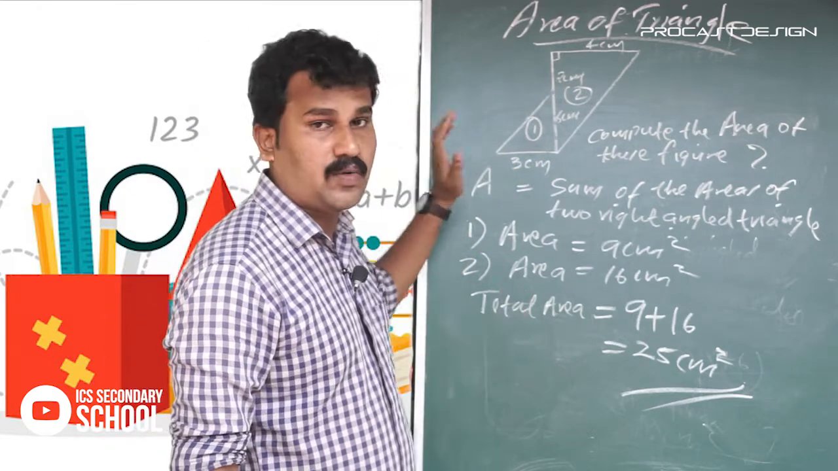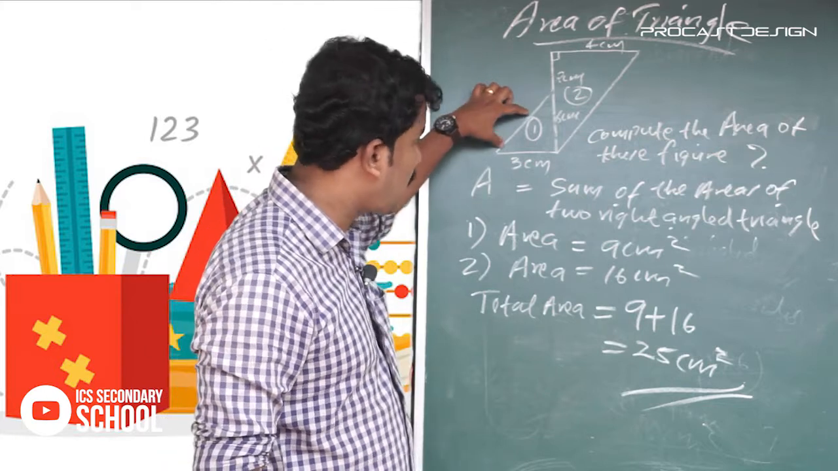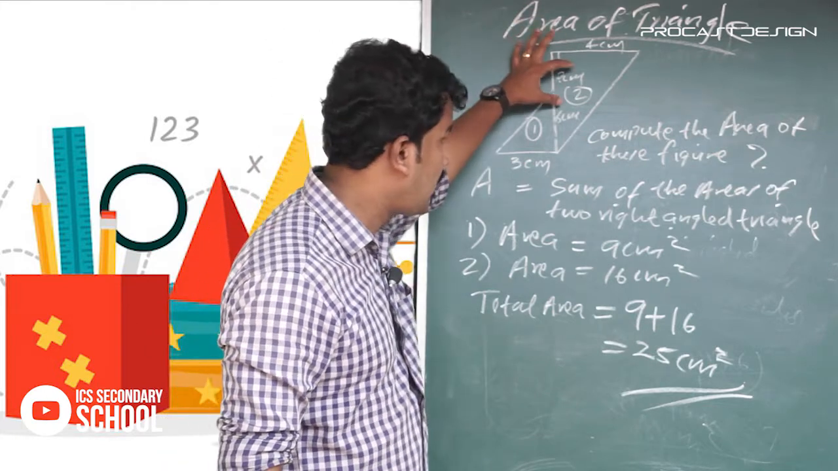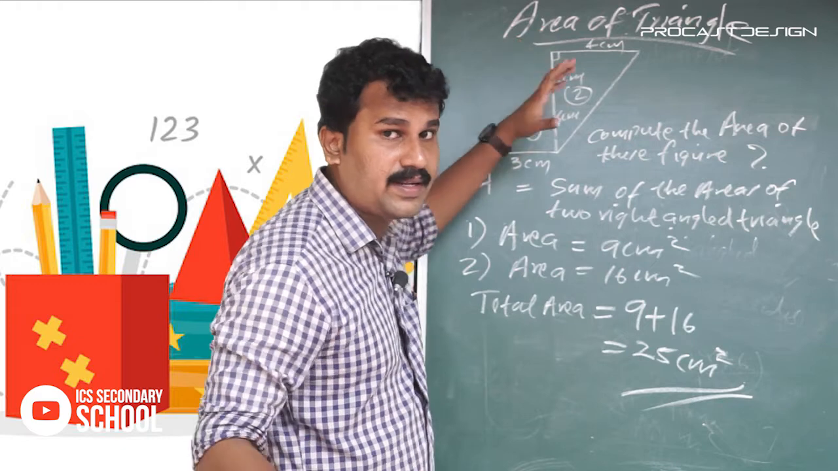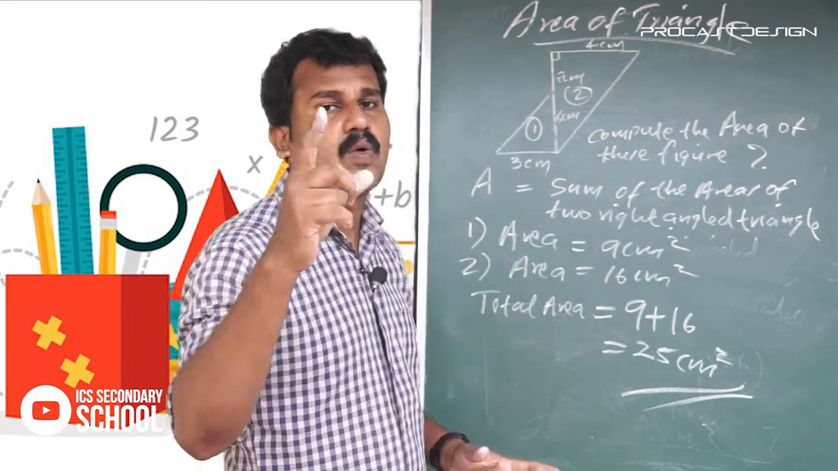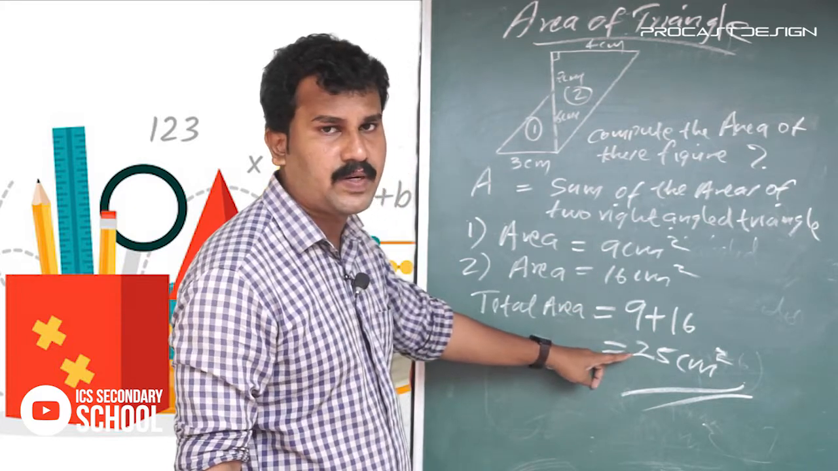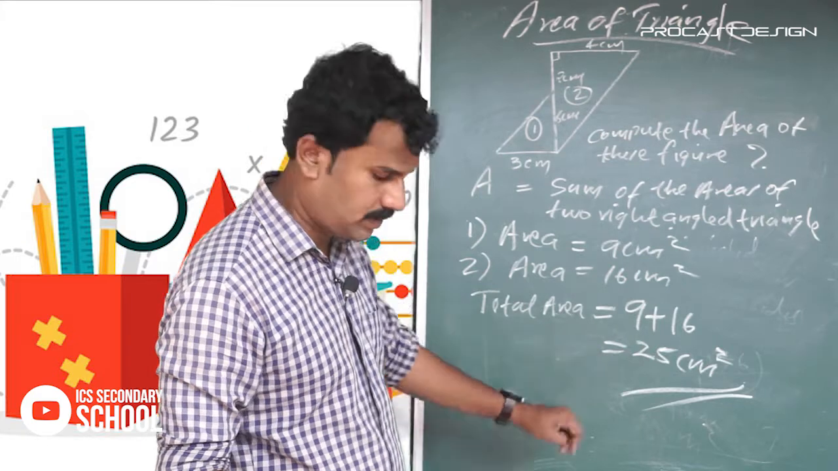So how did we calculate? We calculated the area of the first right angle triangle, then we calculated the area of the second right angle triangle, then the sum represents the total area of this figure. Total area equals 25 centimeter square. Got it? Yes.